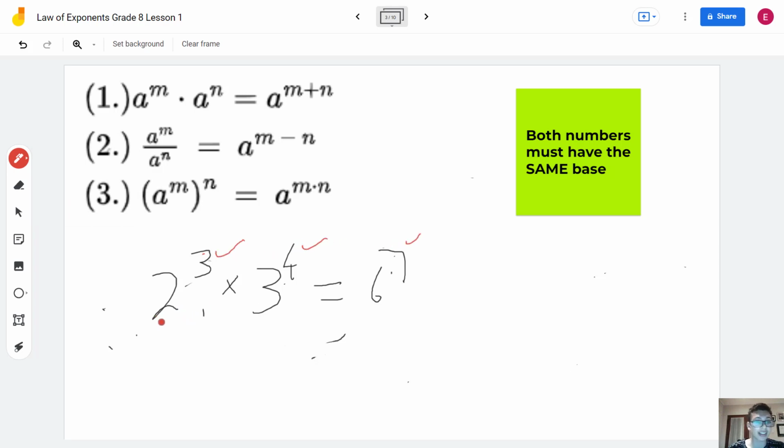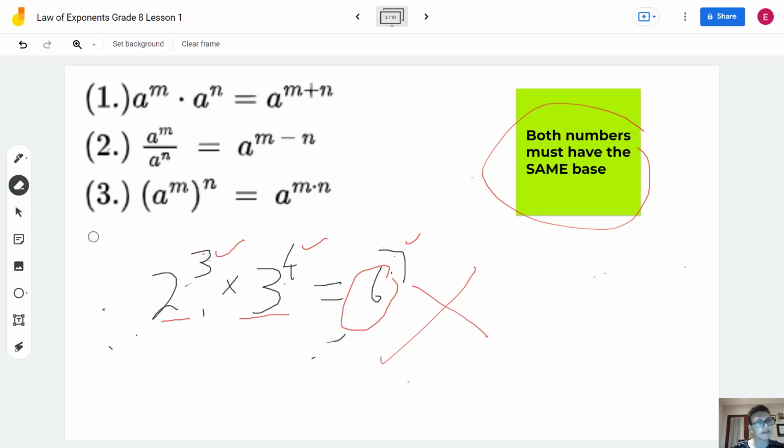However, the bases, these 2 bases are not the same, right? 2 and 3, they're not equal, so you can't actually multiply them. And the next thing you got wrong is the 6. So it's not equal to 6. So this problem is wrong. What's very important is that both numbers must have the same base, as you can see here. Moving on to the second one.